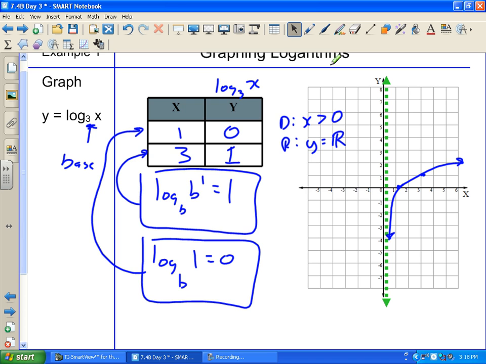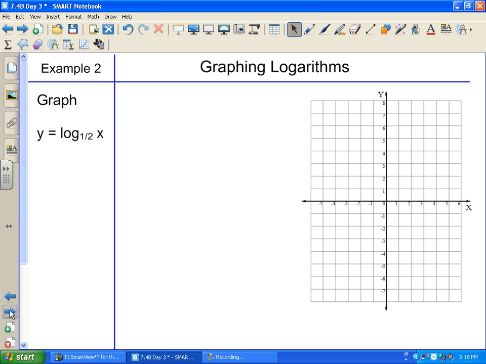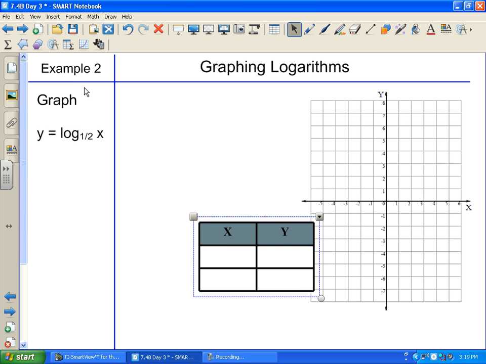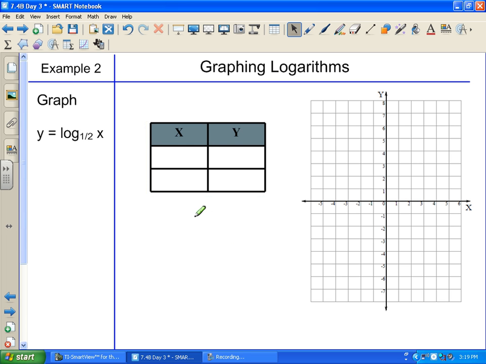Checkpoint coming up. I'm giving you guys another problem. You're going to have a checkpoint next. I'll do another parent function for you. Once again, log. Y equals log base 1/2 of x. I'll give you guys a second to copy that down again. Y equals log base 1/2 of x.